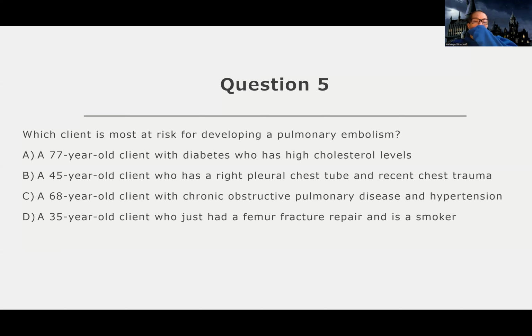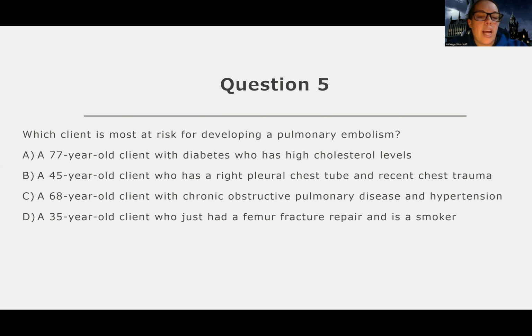Now, the key here is not to create a story and say, oh, recent chest trauma, they must have lost blood, they're at risk, because I don't really know. All I have to ask is, does having a chest trauma alone put someone at risk for pulmonary embolism? Maybe, but at most this person would have one risk factor, and having a chest tube doesn't necessarily put you at risk for a pulmonary embolism.